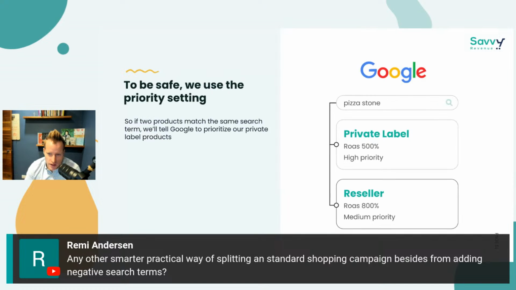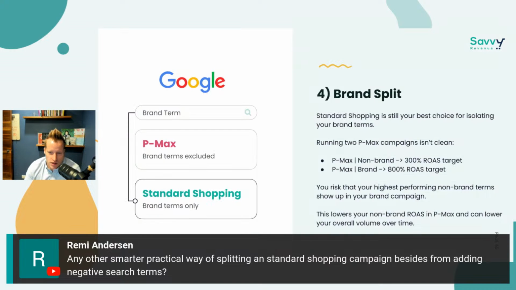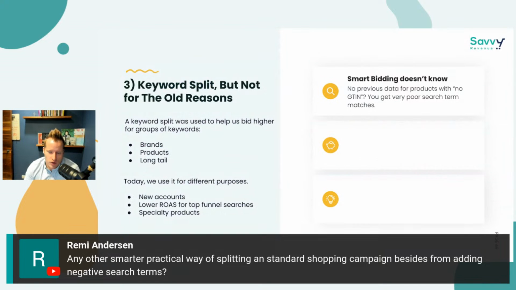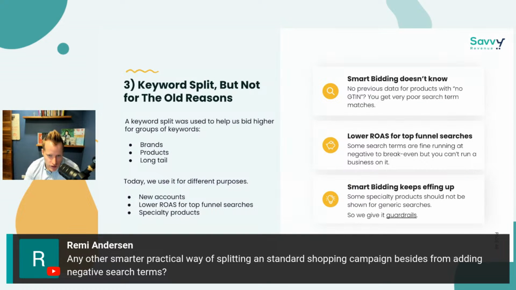So that's basically everything that we have in here, which is when we can actually do these splits that are not just negative keywords. Negative keywords, for instance with the keyword split, we have one or two accounts running on it out of the 30 that we're running right now. So that's not something we use a lot, but we use it in very specific situations where we need to do something to help smart bidding do better.